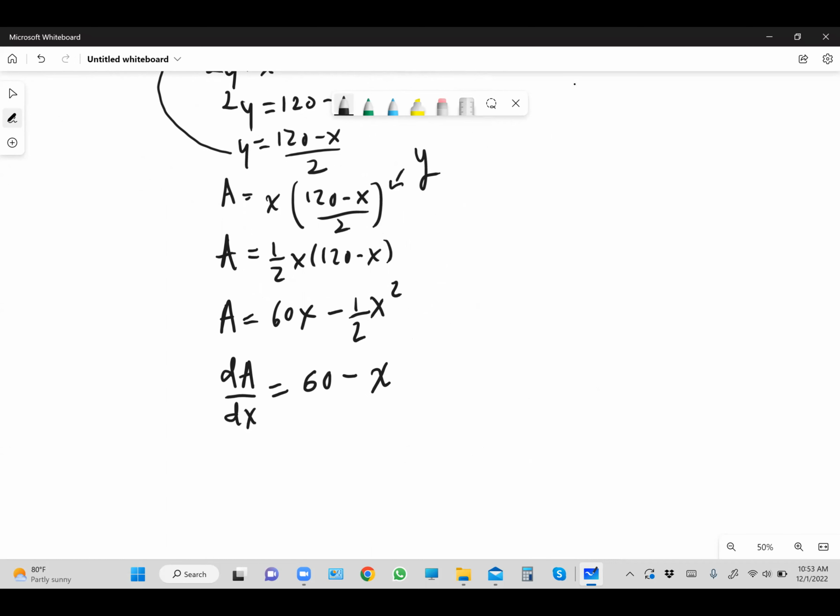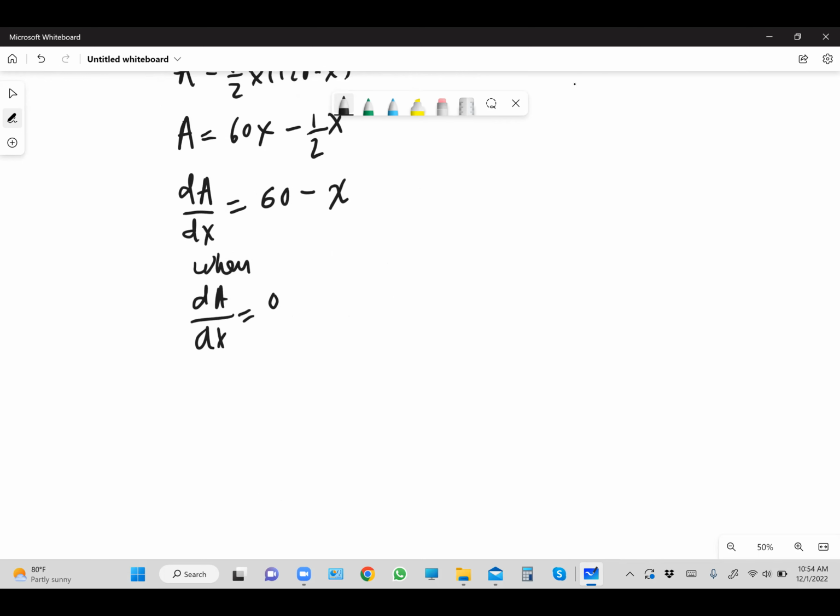We have a stationary point when dA/dx is equal to 0. So 0 equals 60 minus X, so X must equal 60. Now, we just got one of them. Can we determine this is a maximum or a minimum?